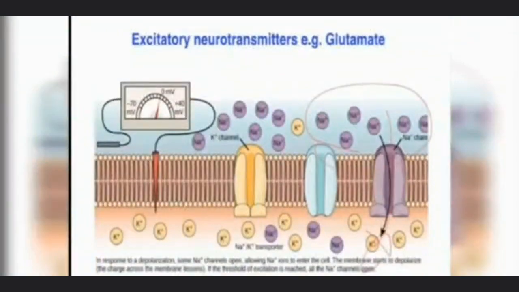Excitatory neurotransmitters, for example glutamate. In response to depolarization, some sodium channels open, allowing sodium ions to enter into the cell. The membrane starts to depolarize. If the threshold of excitation is reached, a sodium channel will open. These are because of the excitatory neurotransmitters.